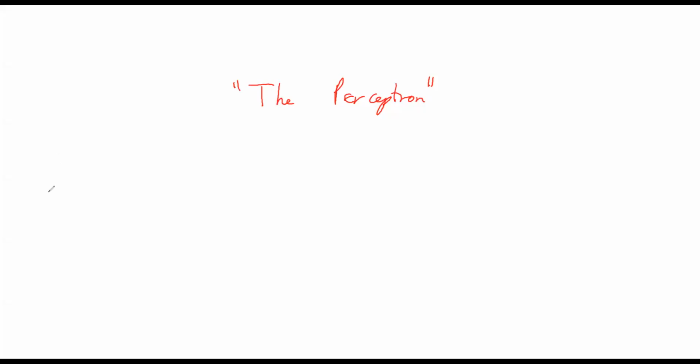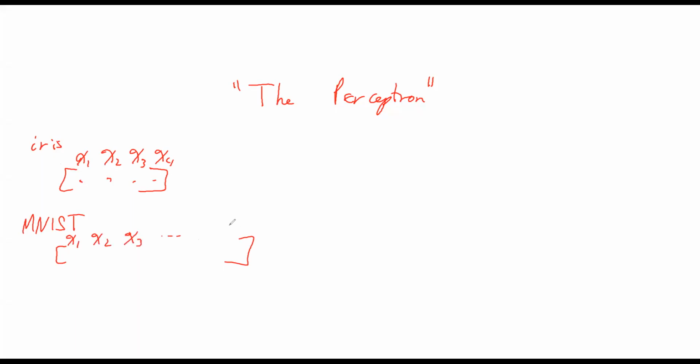So, you can think of the iris data set, for instance, Fisher's iris, right? And we had data. Or we can think of MNIST. All right, so 784, et cetera. So we're going to think in terms of vectors like that as input.